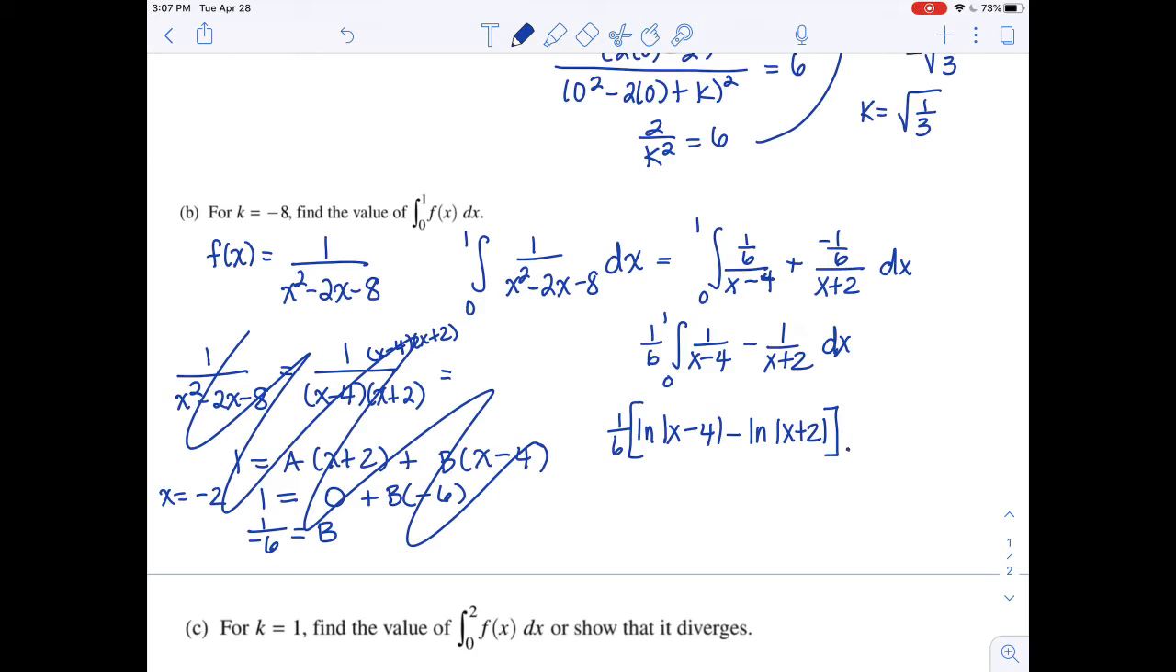So now your goal is to finish evaluating this. And again, remember, you do not need to simplify, okay? You could just literally plug in the values. So remember at this point, you're just going to plug in your numbers and then you're done. You don't have to actually simplify or anything like that. You just plug in your values, okay? So the 1/6 is going to stay out front no matter what. So this is going to be the ln of the absolute value of 1 minus 4 minus the ln of the absolute value of 1 plus 2.